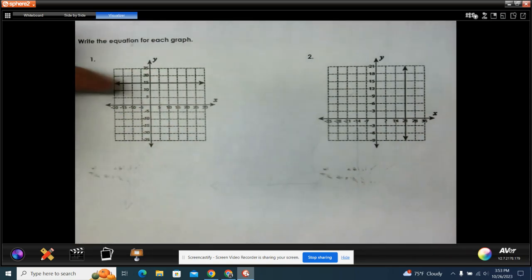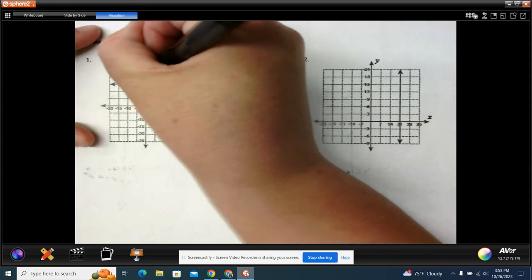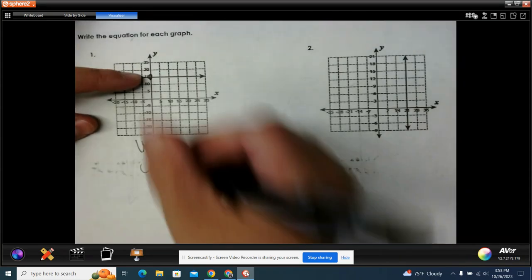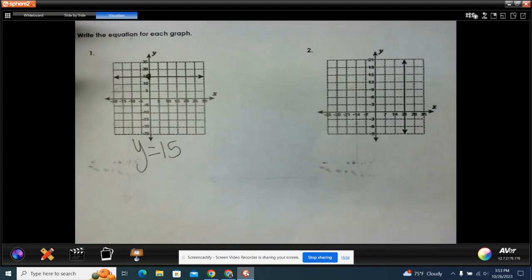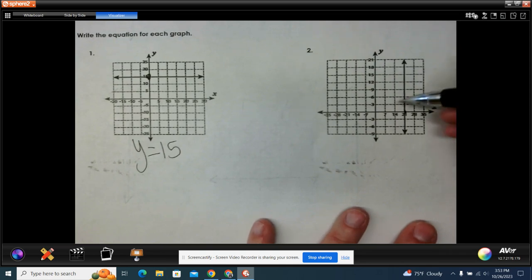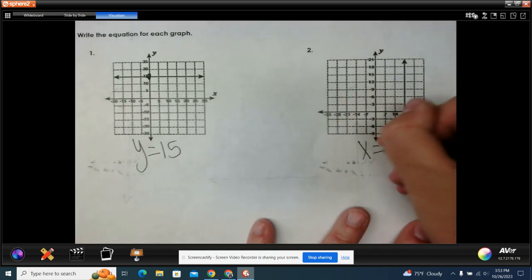Since it crosses our y-axis, this is our y-axis right here, that's going to be a y equals, and it is going through 15. So it'd be y equals 15. Number 2, here is our line. It is going through 21 and also our x-axis. This is going to be x equals 21.